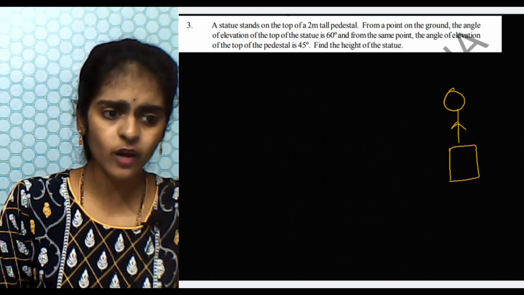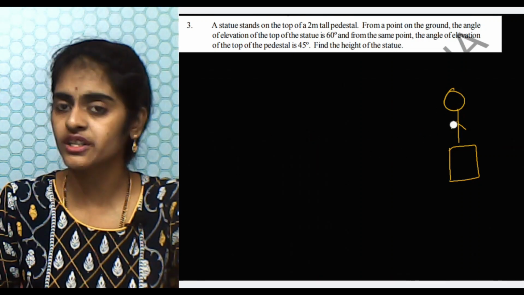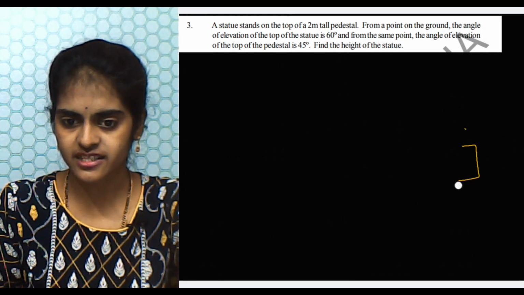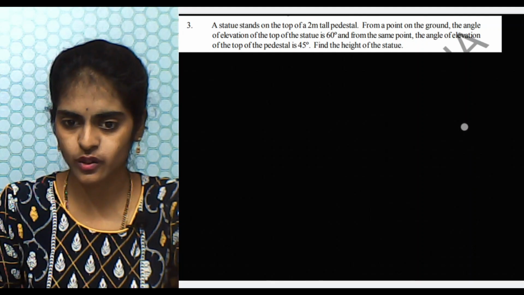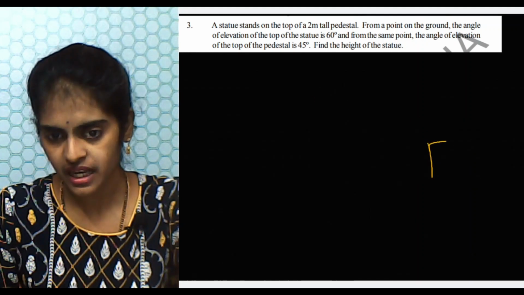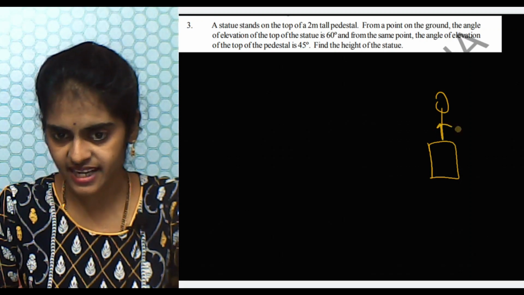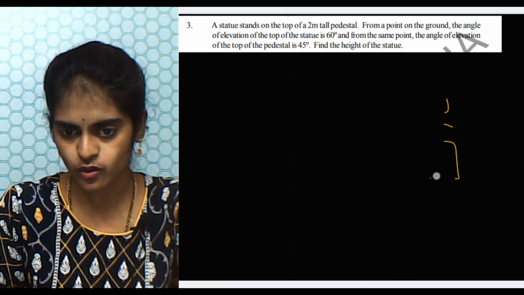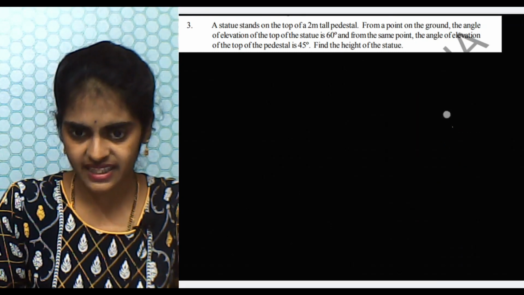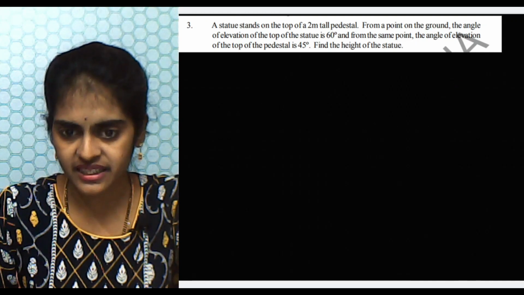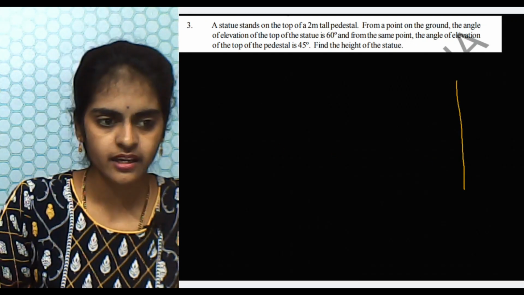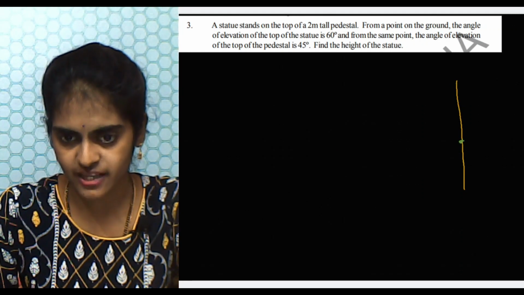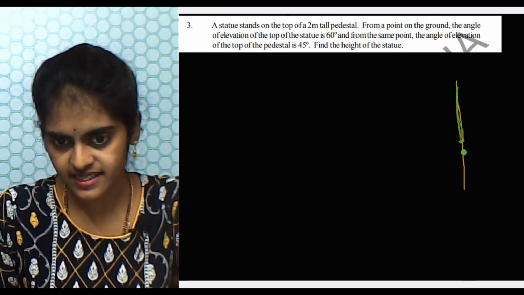As we have learnt, we are going to take it as a vertical line, as per our rule. You have a pedestal, which means you have a base, and this is the statue. But for our convenience we are taking them as a vertical line. So let this be the statue and the pedestal. From this point you have the statue, and this is the pedestal.